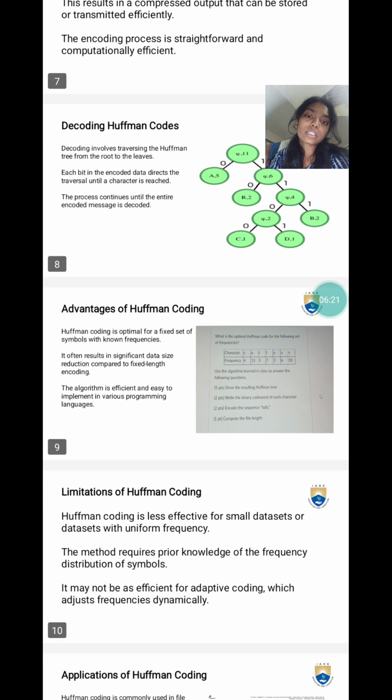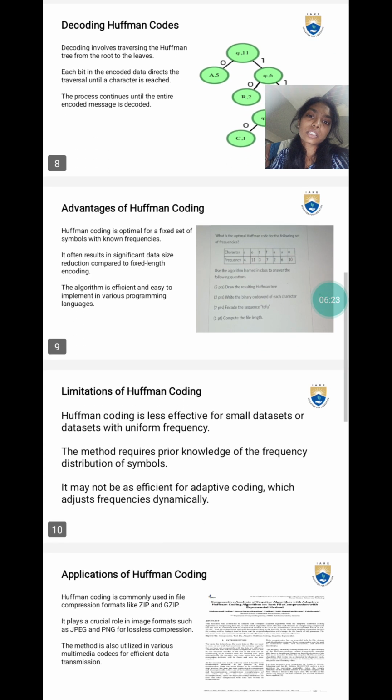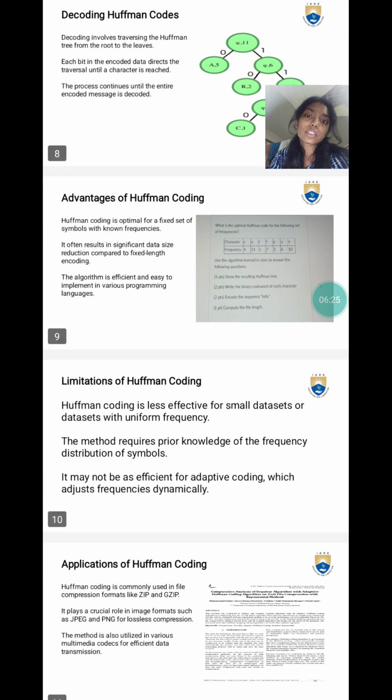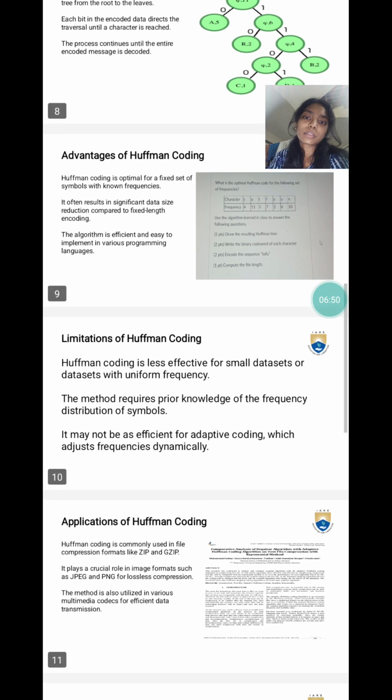Now, the advantages of Huffman coding. Huffman coding is optimal for a fixed set of symbols with known frequency. When we know the frequency, we can easily construct a tree. When we don't know the frequency, we get confused about building the Huffman tree.